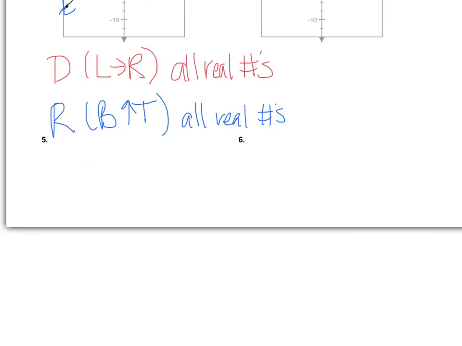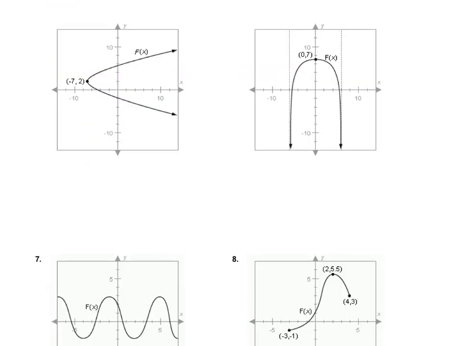If you look at number 5, I'm going to find my domain, which, again, I read from left to right. So I'm looking for the left of the graph. Well, this time the left of my graph is right here. The right of my graph has these arrows. Since the left of my graph has a number, I'm going to write that number down. I've got to figure out that x value.